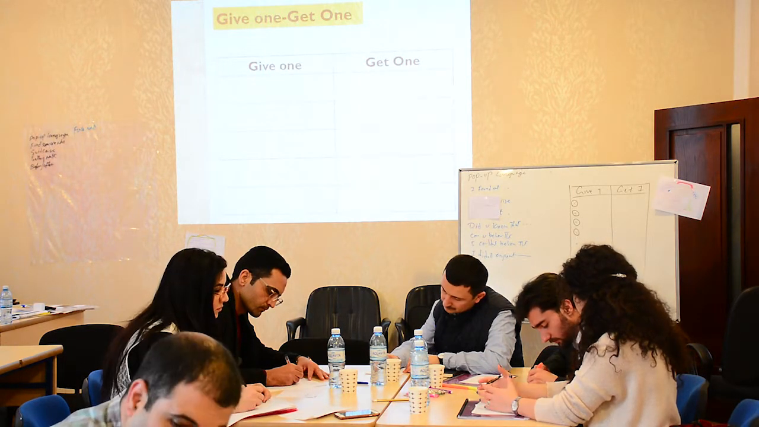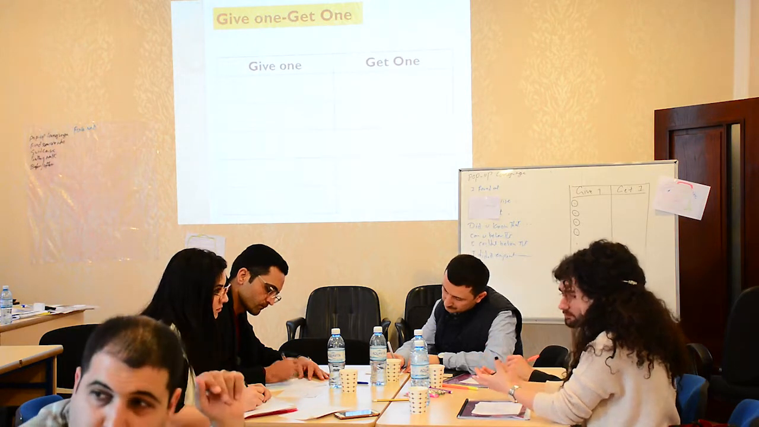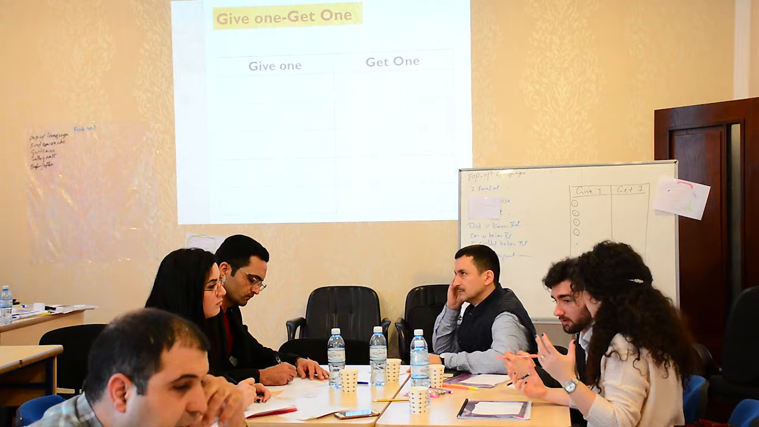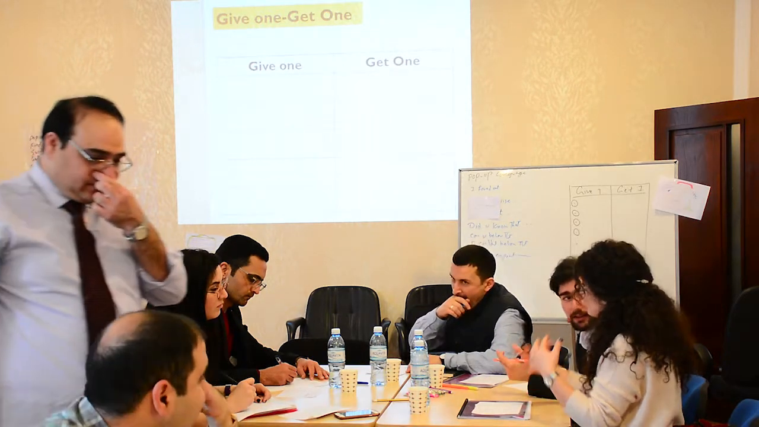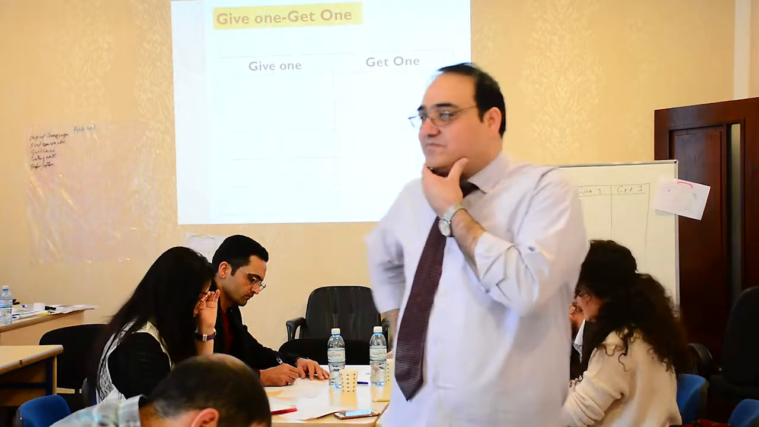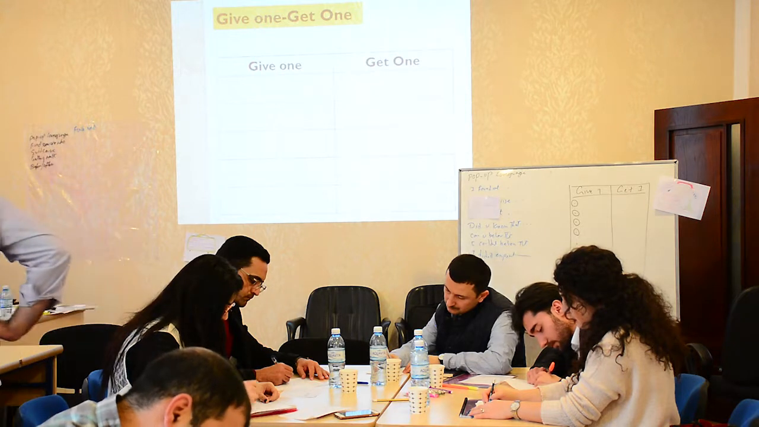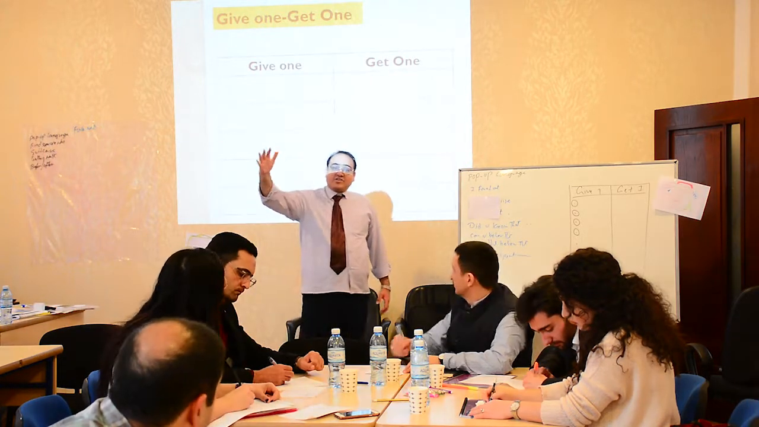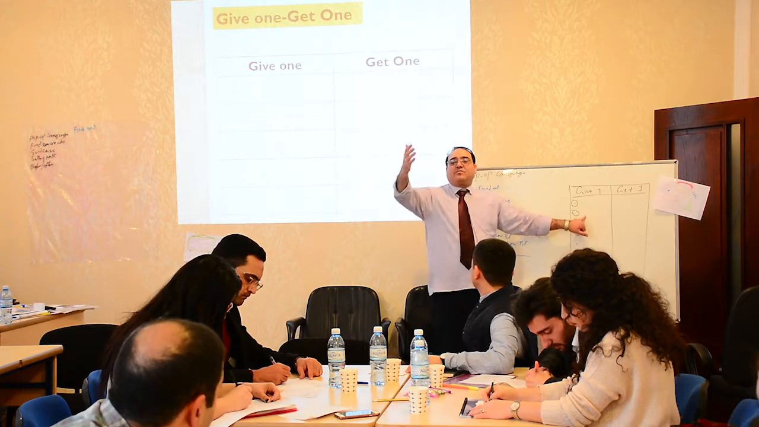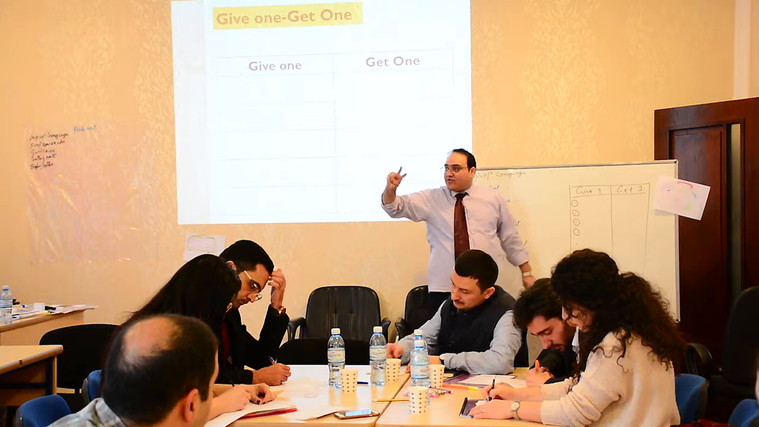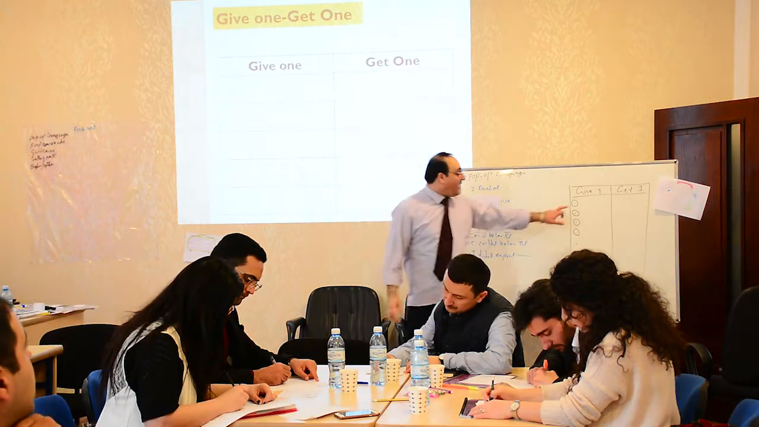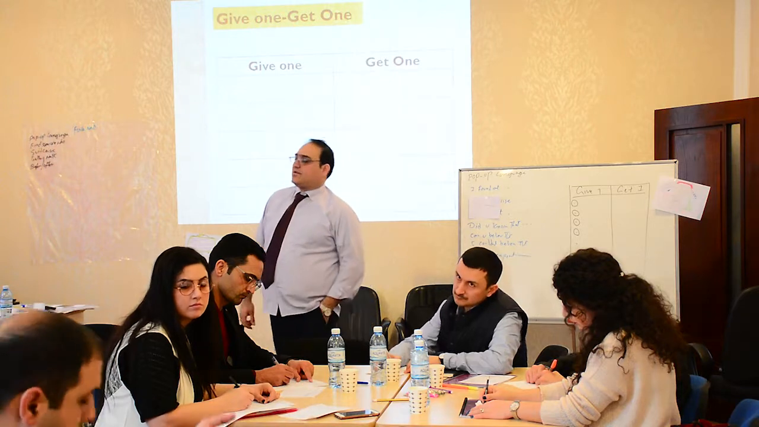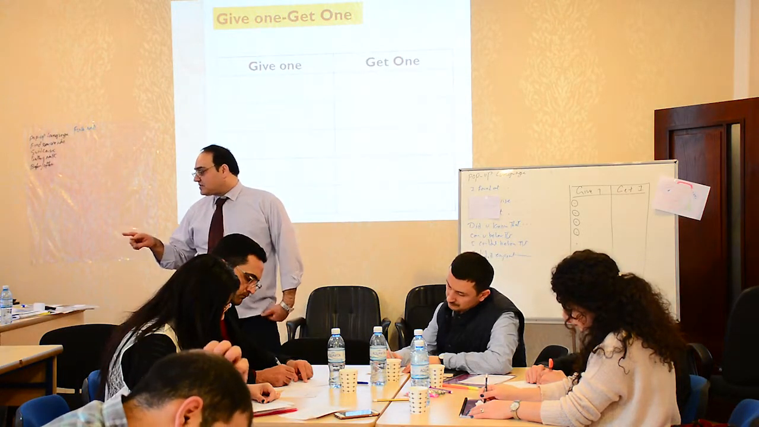Something that can help you have or maintain a relationship. Different kinds of relationships. Give one, get one. Just write it. Reasons why relationships might work. For example, being honest. For example, mutual understanding. You see, reasons why relationships might work. Motivation in relationship. Reasons why relationships might work.